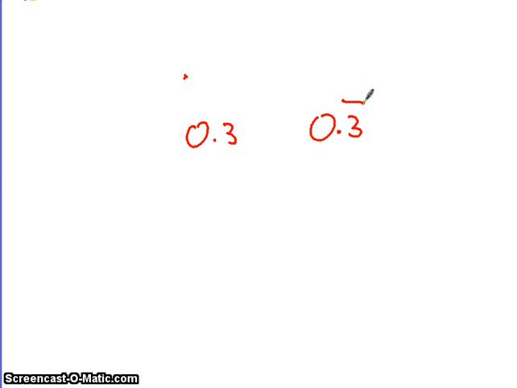Compare these two. Which one's bigger? Well, if I just add one more decimal place to each one of these, I get this, because the 3s go on forever. And if I rounded it to 2 decimal places, it would be 0.33 still. Which one's bigger? Definitely 0.33. 33 hundredths is bigger than 30 hundredths. Okay, so you can do that.